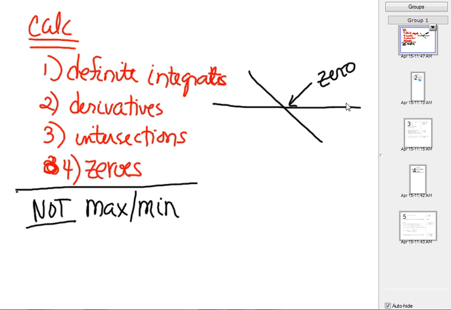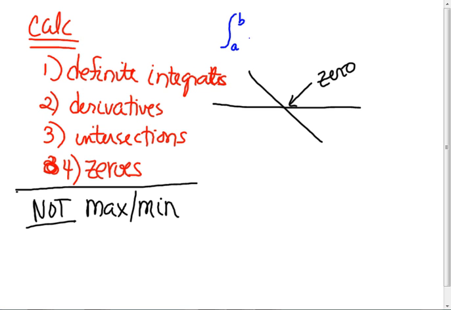When can you use your calculator? When can't you use your calculator? There are only 4 times that you can use your calculator to justify your response. If you're given a definite integral, then you may use your calculator. And that would be an integral from a to b of f of x dx.